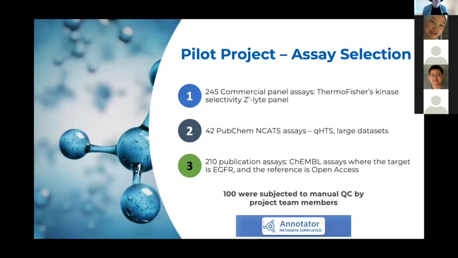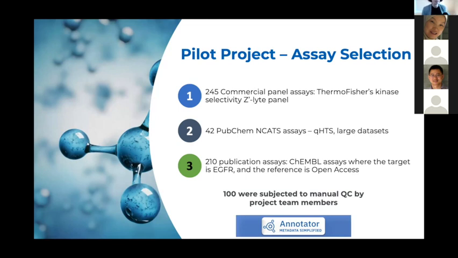And we tried to select assays that were of different types. So assays that were formatted in different ways, had different levels of annotation. So we looked at commercial panels that were provided in a PDF, more semi-structured type format. We looked at PubChem NCATS assays, which are really large data sets that were pretty well annotated. And then we looked at assays from the literature that were originally in ChEMBL, where a target was one specific target, EGFR, and the reference was open access.